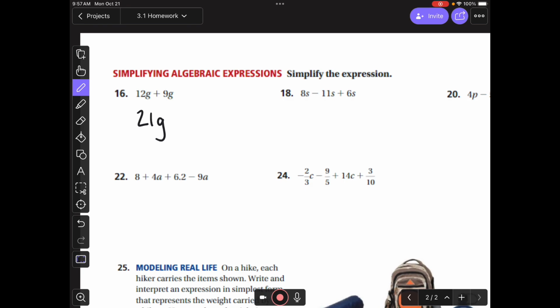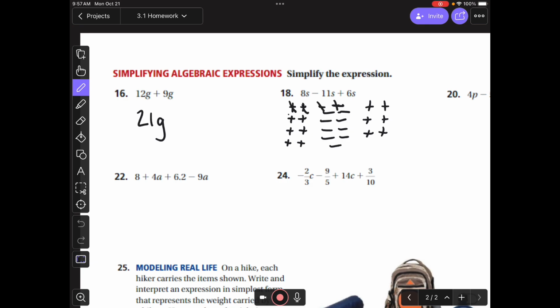For the next one, all of these have s's, so they're all like terms, but now I just have to worry about each of these. This one has 8, I'm just going to put positive s's. This one has 11 negatives and 6 positives. I know each of these are like terms because they will all have s attached, so now I can just make my 0 pairs and go on from there.